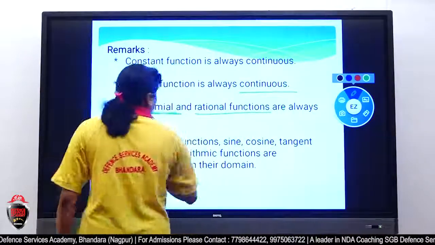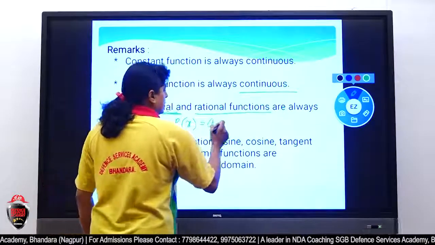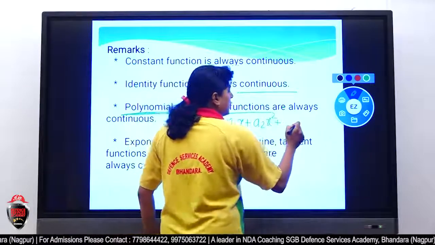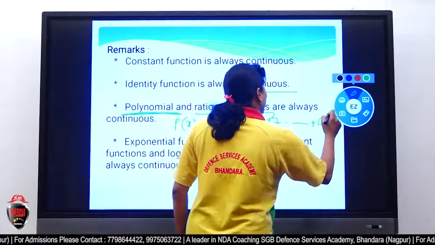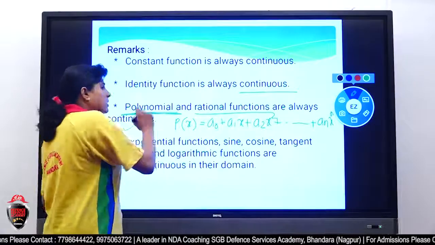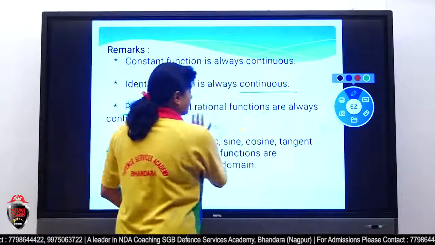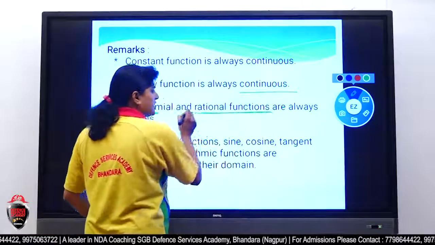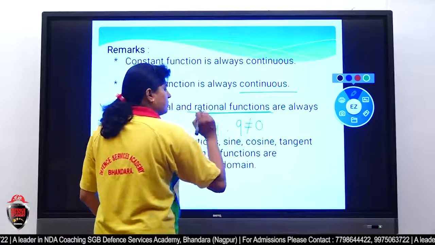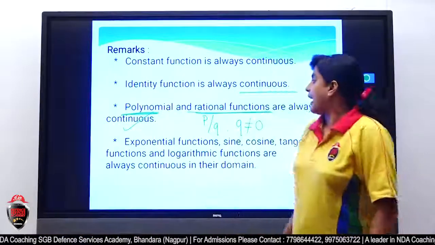So when we are talking about the polynomial function, that is p of x is equal to a0 plus a1x plus a2x square up to an x to the power n, and when such type of functions are given, then it is always continuous. Rational function, it means a function which gives us the form p upon q, where the value of q is not equal to 0. Then that time also the function is continuous.